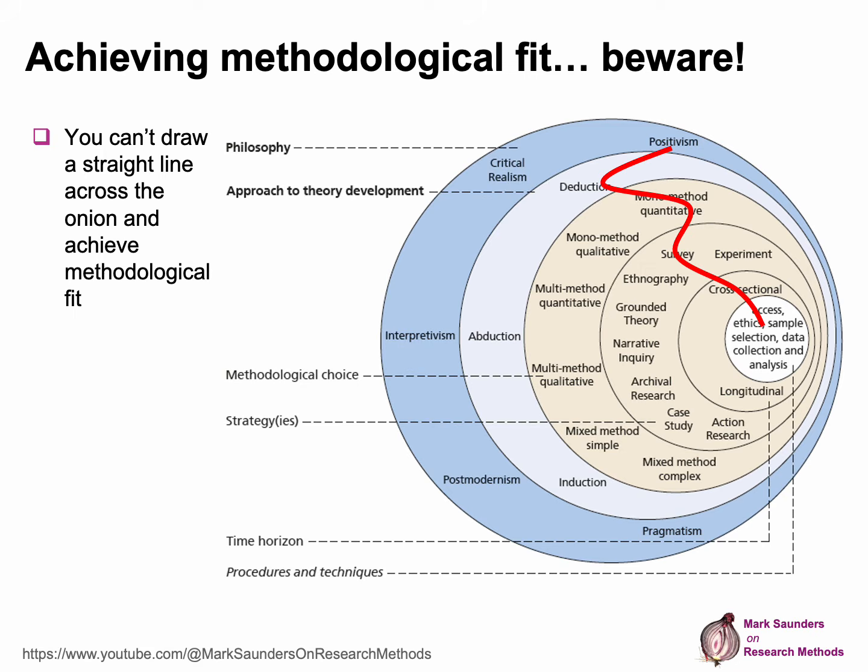Let's start with somebody who has a positivist research philosophy. Their approach to theory development is deduction, and their methodological choice is monomethod quantitative. They may well be using a survey, undertaking cross-sectional research in terms of their time horizon, and then their procedures and techniques will be quantitatively based, and they will probably be doing something like a questionnaire to collect the data and then analysing these data statistically using software such as SPSS or Excel.